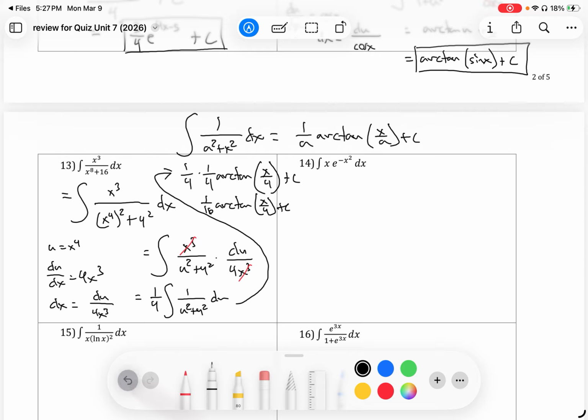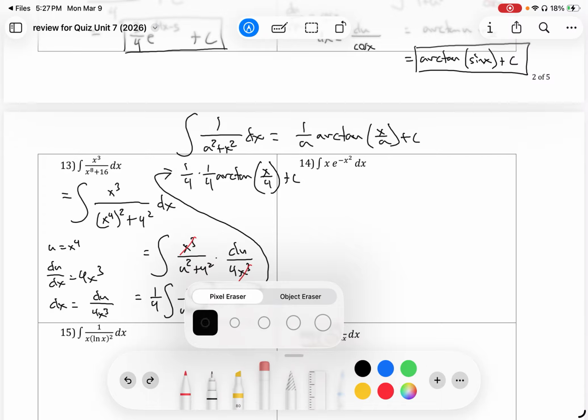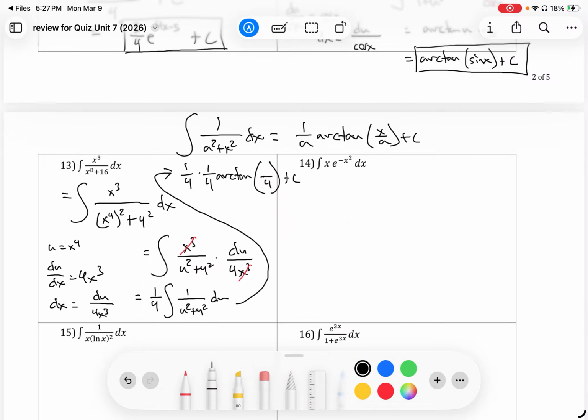But it's not x, is it? It's u. So I need to change that to a u, because that's the variable that I had, so it's u over 4 plus c, so that would be 1/16 arctangent of u over 4 plus c. And since u was x to the 4th, I would end up with 1/16 arctangent of x to the 4th over 4 plus c.